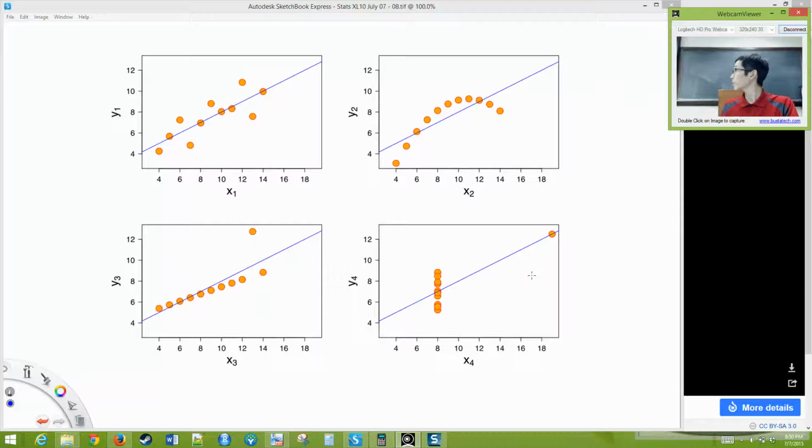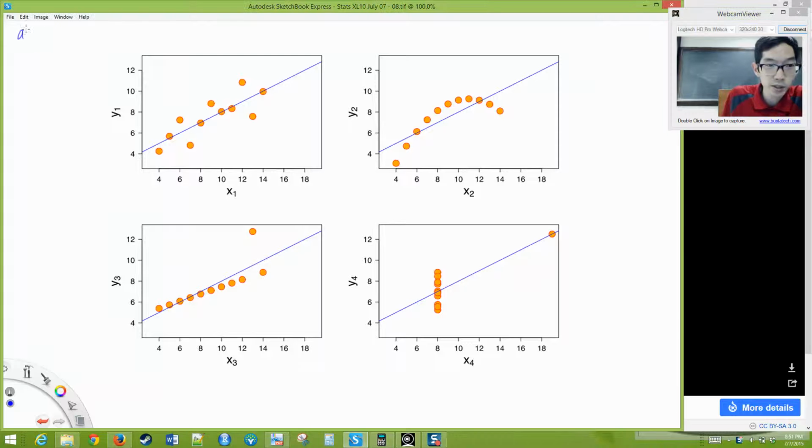I put up on the screen 4 data sets that have been plotted, and in each of these cases, believe it or not, all 4 of them have the same correlation coefficient. Okay, they all have the same correlation coefficient. So all 4 graphs here have the same correlation value.